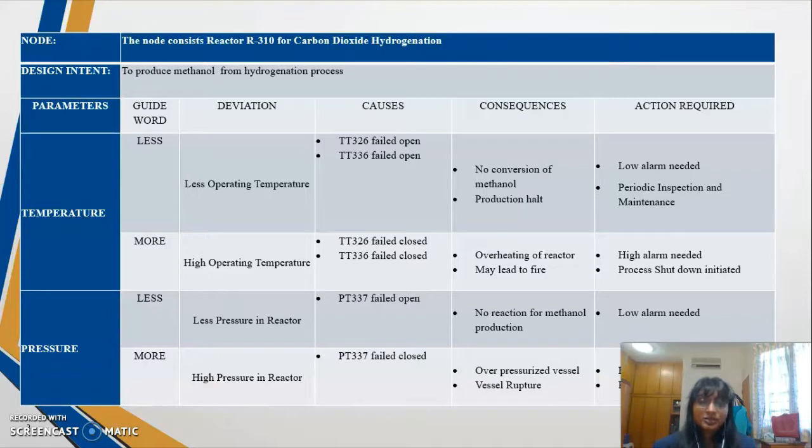And the second consequence that happened is the production will be halted. Therefore, the action required is a low alarm needs to be installed. Second is periodic inspection and maintenance need to be done in order to prevent the valve from failing to open.